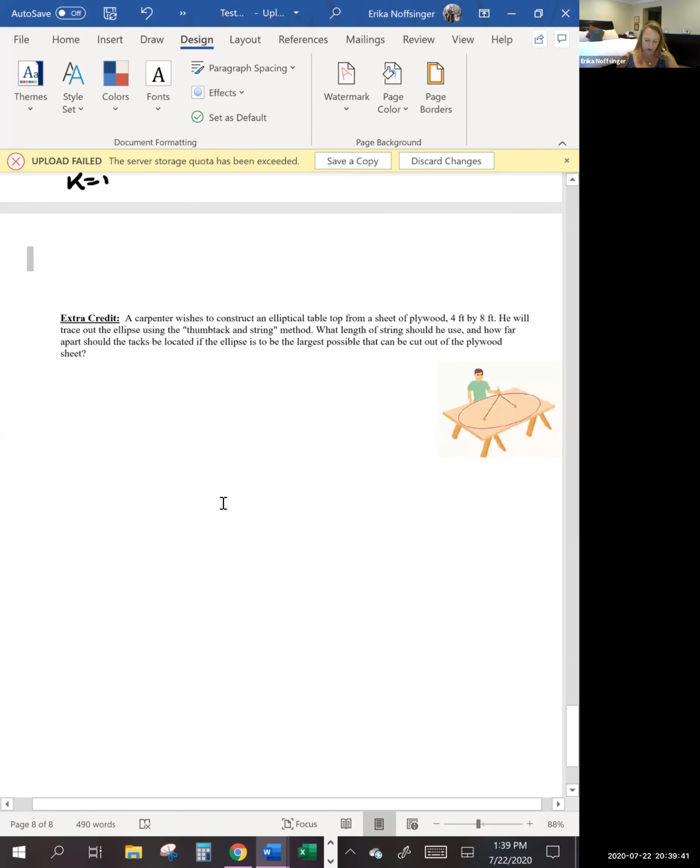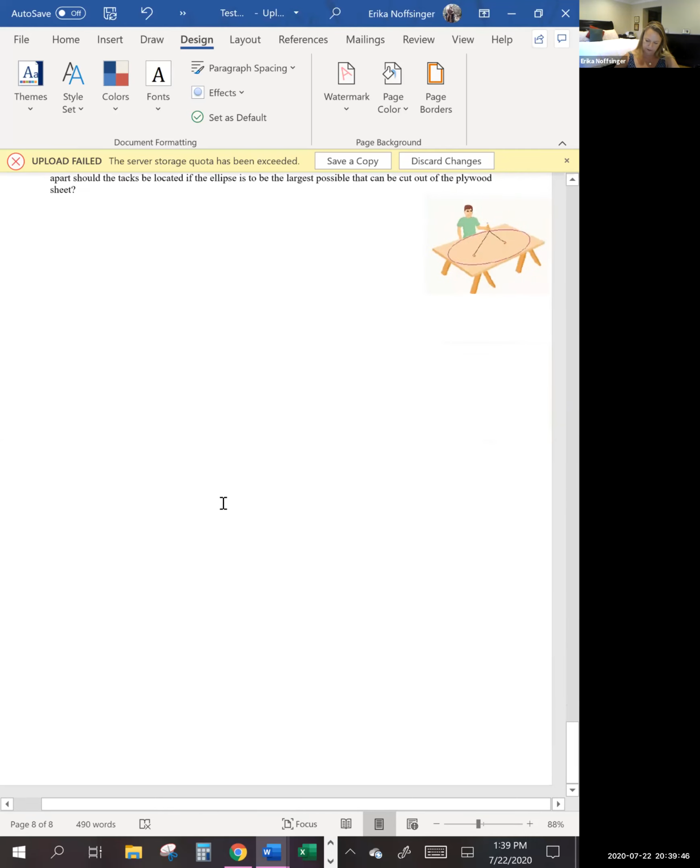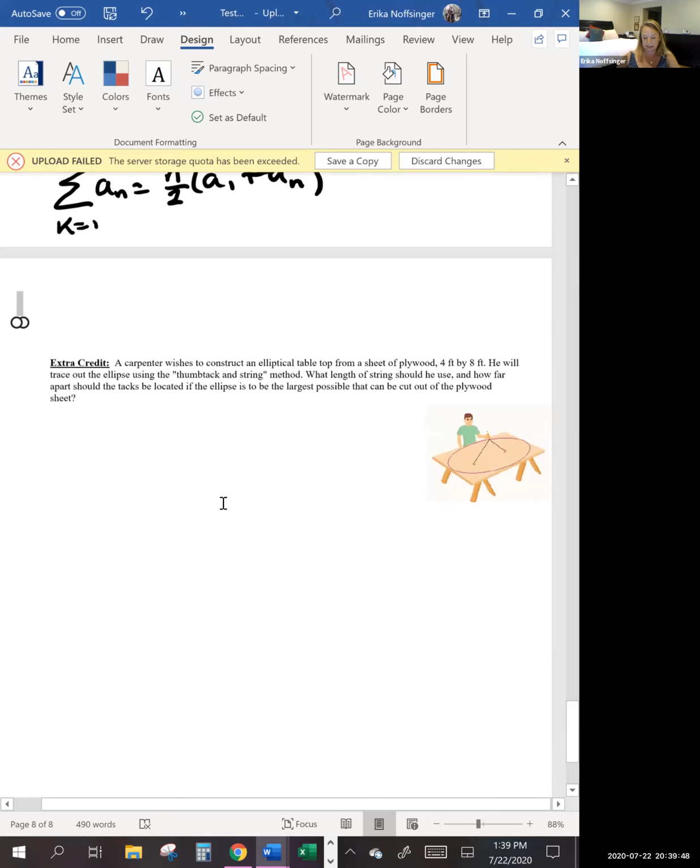Okay, extra credit. For some reason, I thought this had partial fraction decomposition in here, and there's not. So let me just see what this says. A carpenter wishes to construct an elliptical table top from a sheet of plywood, 4 feet by 8 feet. He will trace out the ellipse using the thumb, tack, and string method. So that we kind of defined it by that focus.